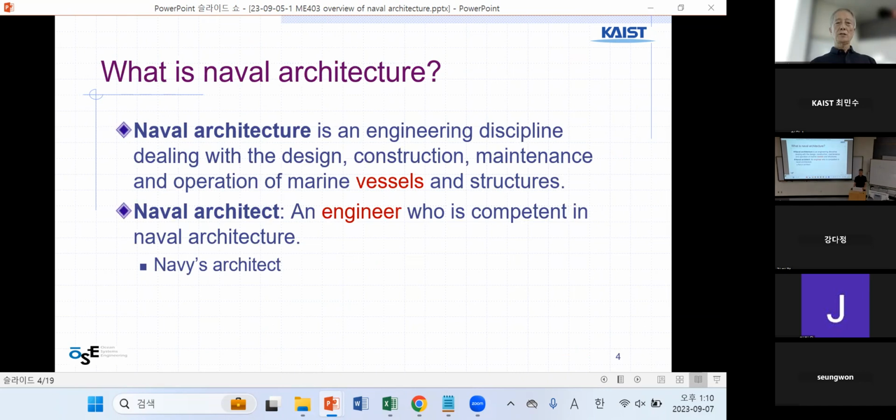So what is naval architecture? It is an engineering discipline dealing with the design, construction, maintenance, and operation of marine vessels and structures. And a naval architect is a person. Originally it comes from the Navy. That's why they call it naval. Because 2,000 years ago, the Navy was most important for a nation to win battles between nations, rather than, say, land-based military.